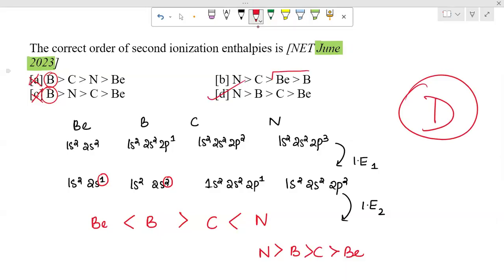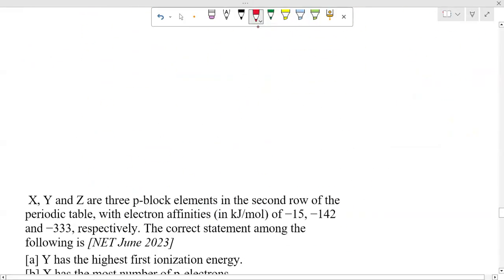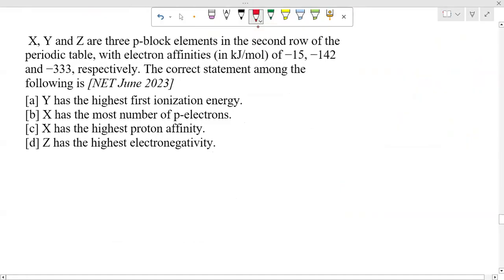So here itself you can cut out B because here beryllium is shown to have higher than boron. No, boron has higher than beryllium. Okay, so please be careful with such questions. These are very tricky, might seem very easy, and you might end up getting negative marks. Mark this question as important.